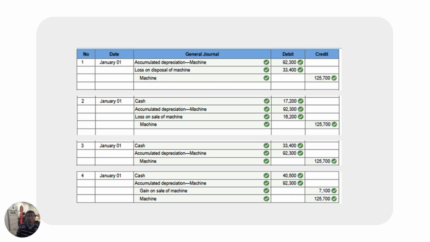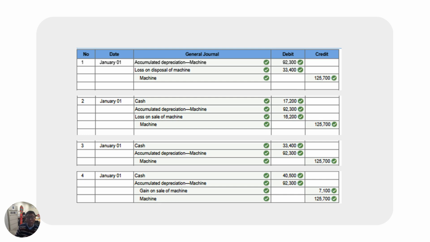In the second case, we have cash because we received the money, right? We have the accumulated depreciation and a loss, all of them debits, and the machine price always a credit. In the third case, we have cash and accumulated depreciation as debits, and the machine as a credit too. Both sides are the same.